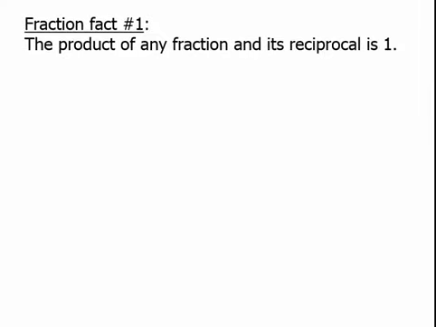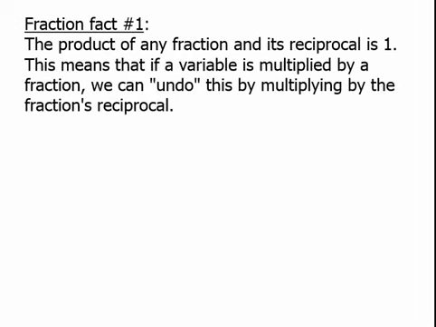So fact number one, the product of any fraction and its reciprocal is 1. This means that if a variable is multiplied by a fraction, we can undo this by multiplying by the fraction's reciprocal. So that's really important. If we want to isolate x and x is times a fraction, all we have to do is multiply by the reciprocal.